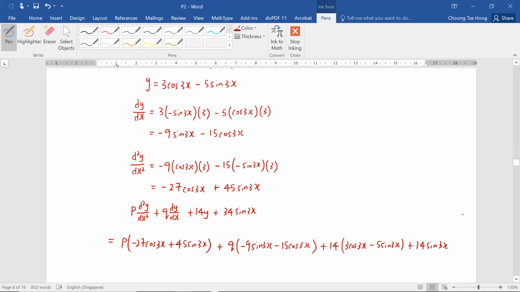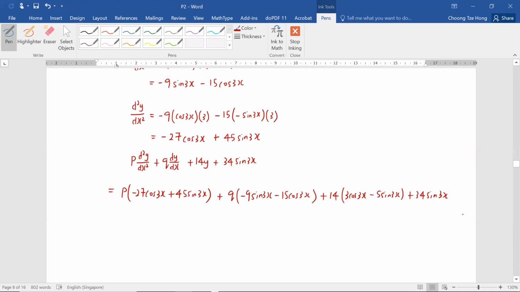So a bit long, but definitely not a difficult question now. All we need to do is go and expand this thing out. So we get negative 27 cosine 3x, negative 27p, so there's a p over here.